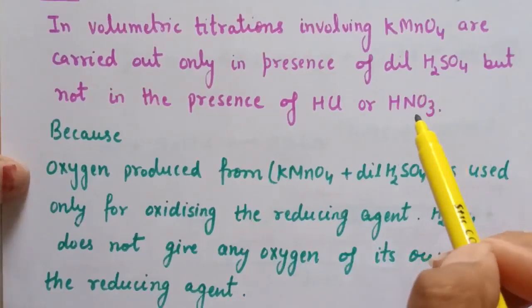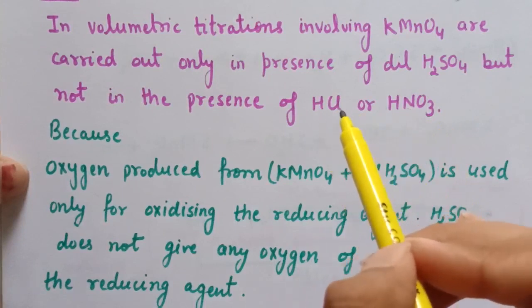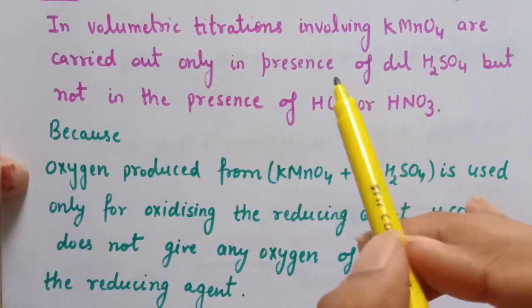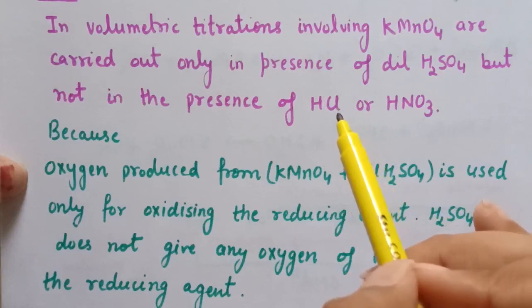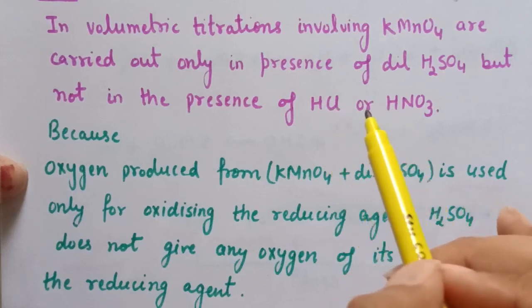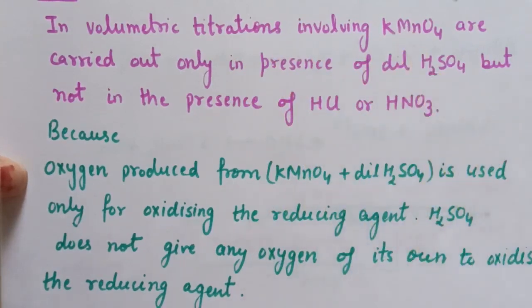In case of HNO3, it will itself act as an oxidizing agent, whereas in case of HCl, the liberated oxygen will oxidize HCl to Cl2, and that is why we cannot use these two in volumetric titration involving KMnO4. So this is all about potassium permanganate.